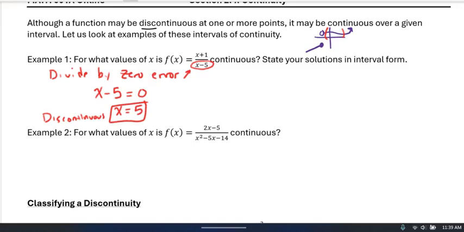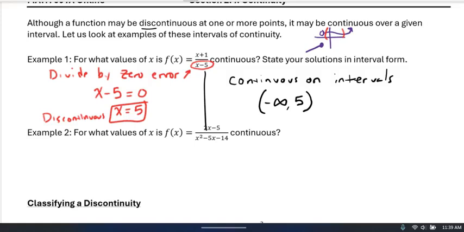So I'm going to state my solution as continuous on interval from -infinity up to 5, not including 5, and then from 5 onwards to infinity. In other words, that's kind of a way of saying everything except 5 itself.